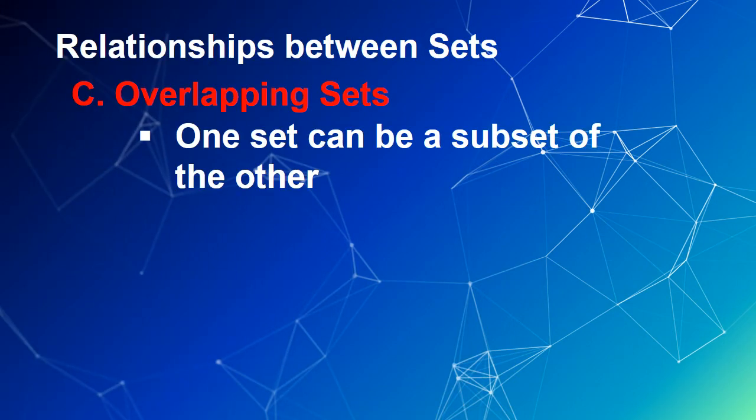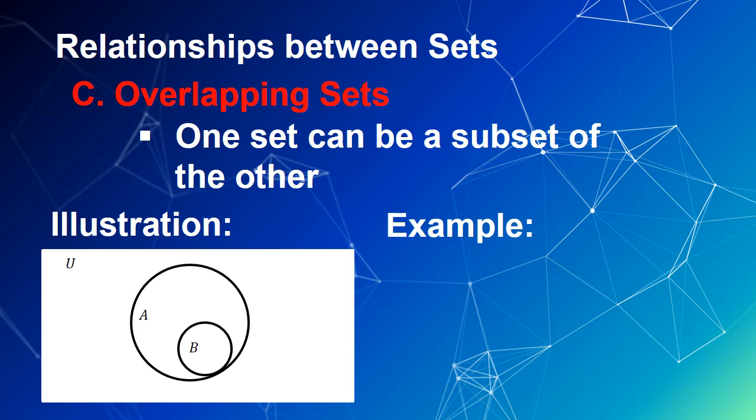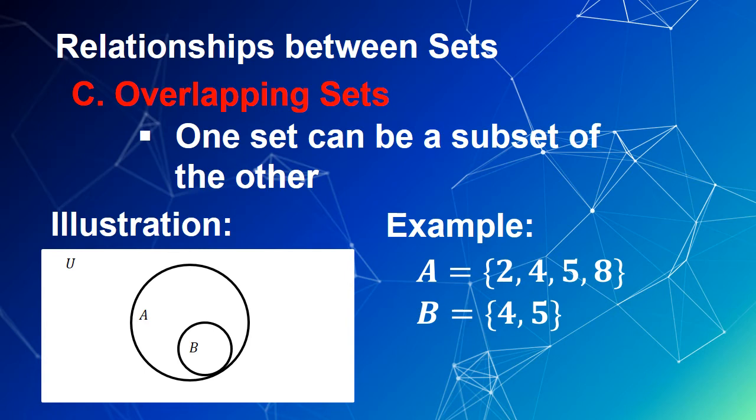The third relationship is where one set can be a subset of the other, which means that all the elements present in one set are also present in the other set. If you illustrate that, this is our universal set, and we have set A, then set B containing all elements present in set A. For example, set A is 2, 4, 5, and 8, then set B contains 4 and 5. As you notice, 4 and 5 are present in both sets A and B, and there is no element in set B which is not present in set A.